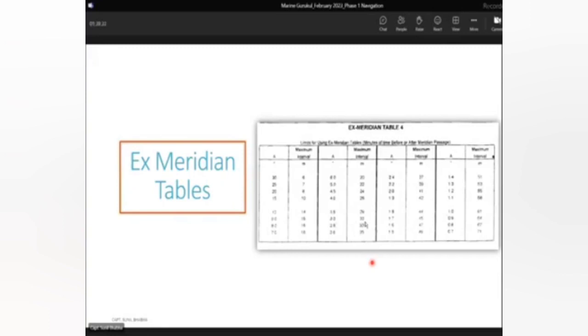Sir, it means we can use long by chron and intercept method at any time, right? Except lat by meridian. Okay, I'll tell you better. Listen carefully.